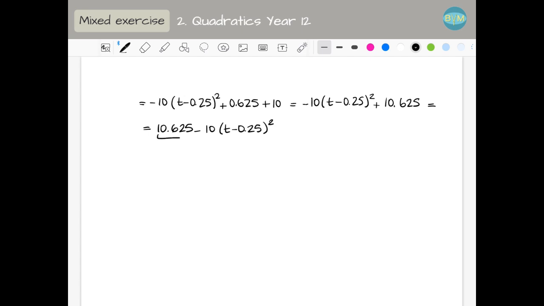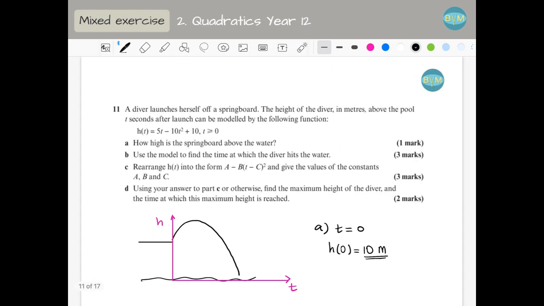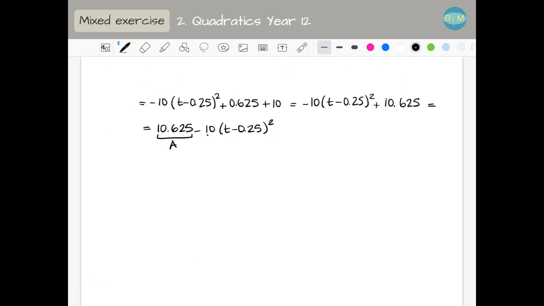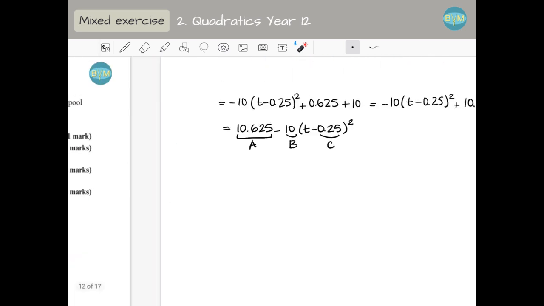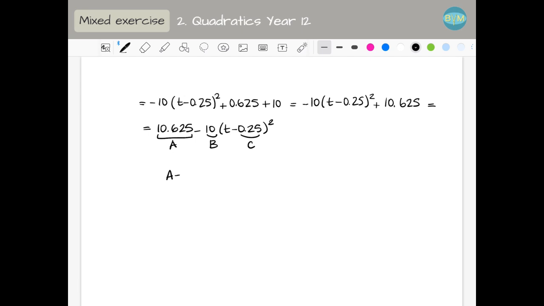If we compare, this is going to be A, this is going to be B, and this is going to be C. And look at the signs. B is going to be with the minus at the front, so I'm going to write it positive, and I'm going to write the C positive. When I write the constants, A is going to be 10.625, B is going to be 10, because it already has a minus at the front, and C is going to be 0.25.